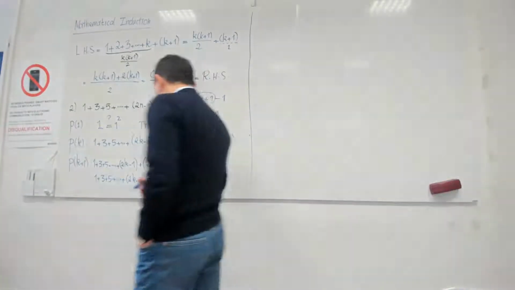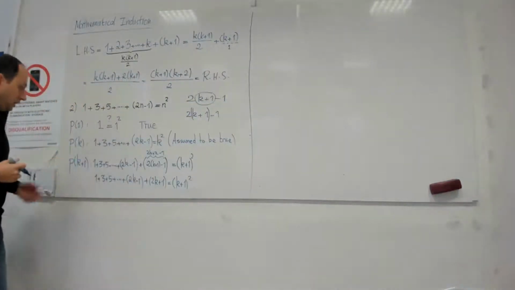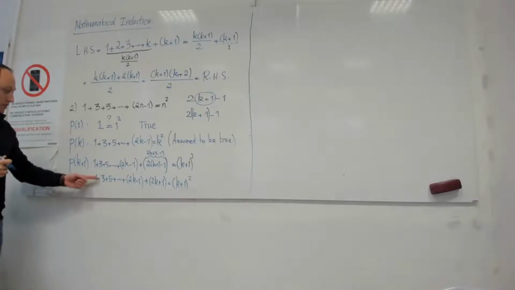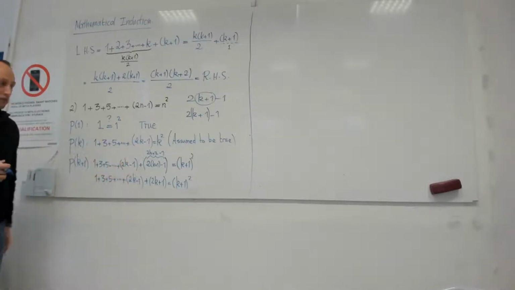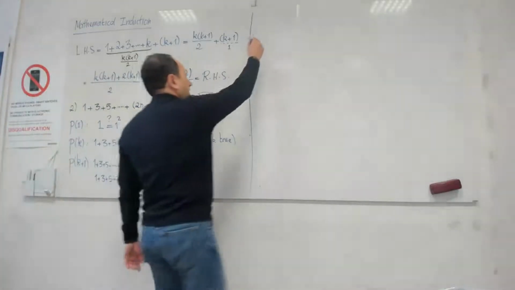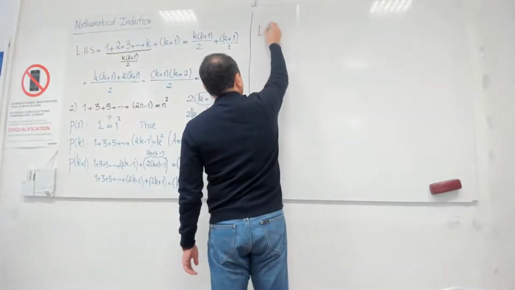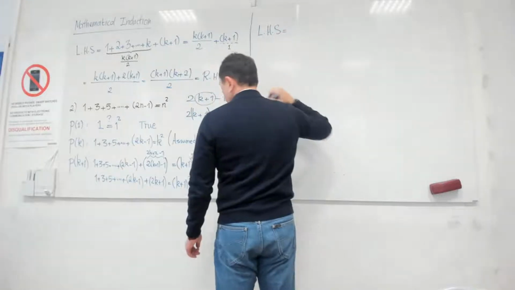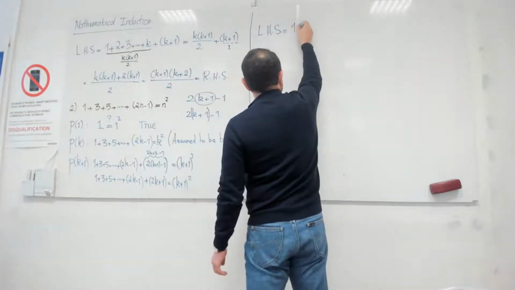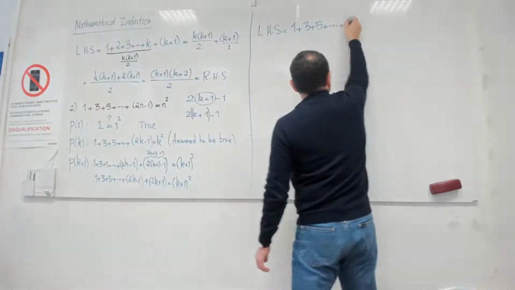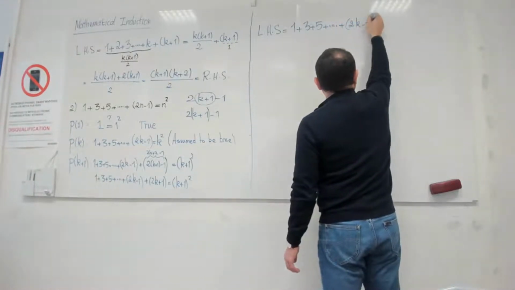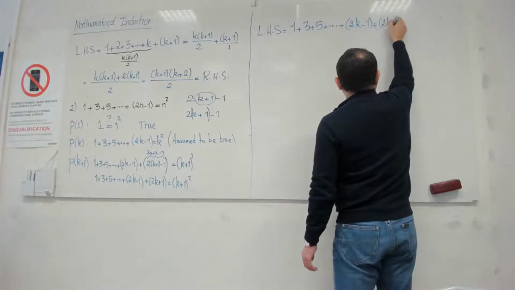Okay, so what should I do? Again, I want to prove this, so let me start from the left-hand side and try to do some algebra to reach the right-hand side. So the left-hand side is equal to, so let me repeat the left-hand side. 1 plus 3 plus 5 plus up to 2k minus 1 plus 2k plus 1.